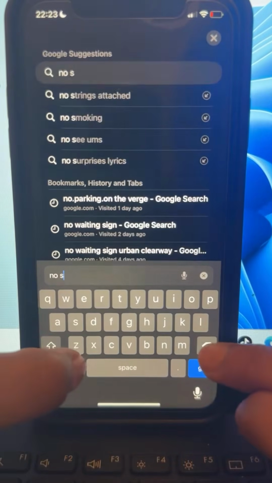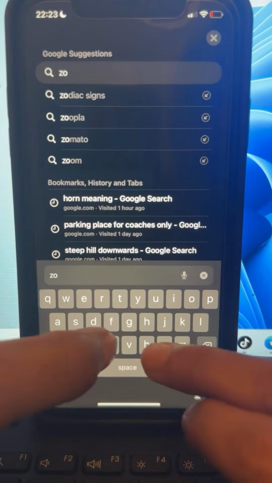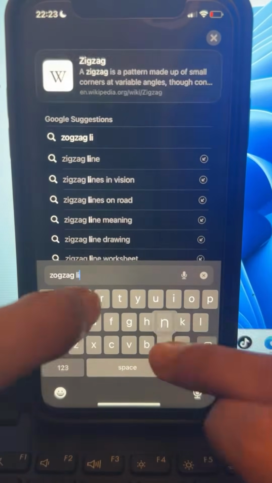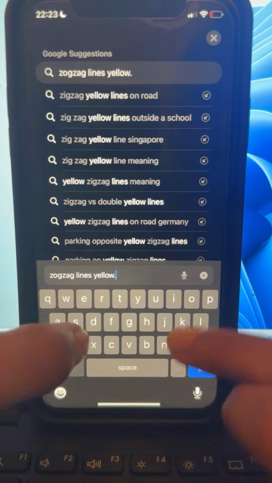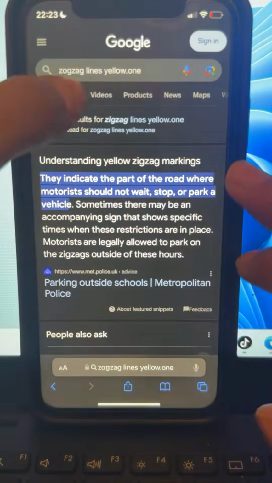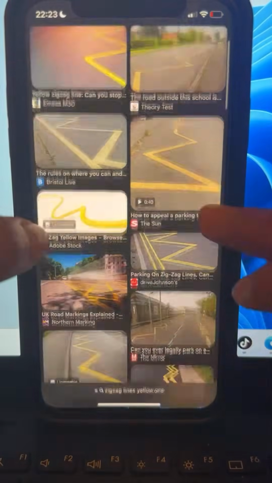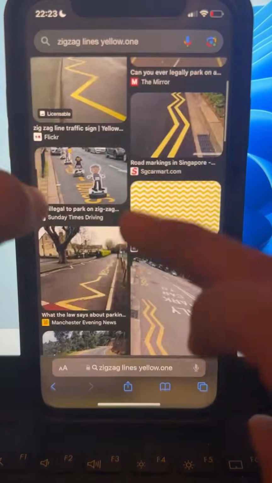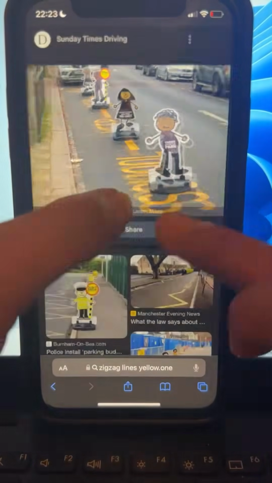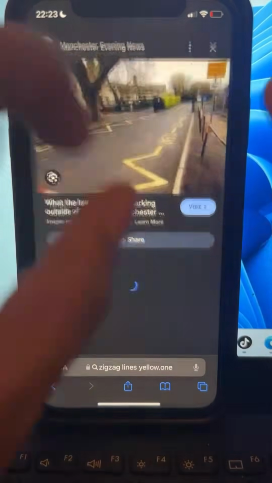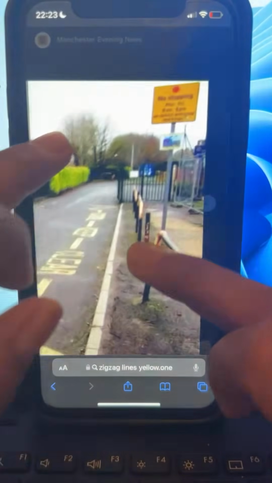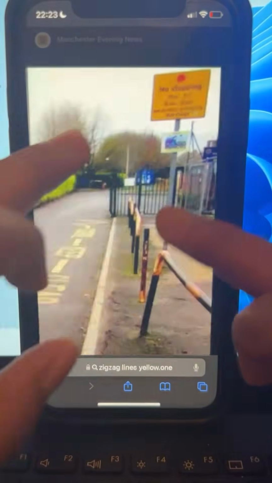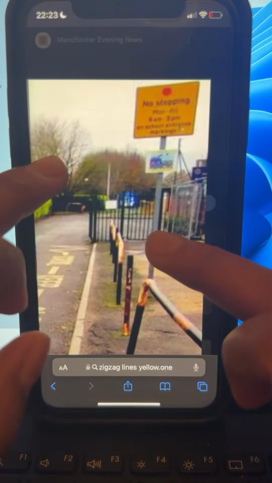Oh, zigzag lines, sorry, it's not stopping. Zigzag yellow lines, they are there. You will find them nearby a school. The area should be kept clear, like this one. Did you ever see this nearby a school when you're picking up your kids? There you go. You will see a sign to tell you it's not about parking, it's about stopping as well.